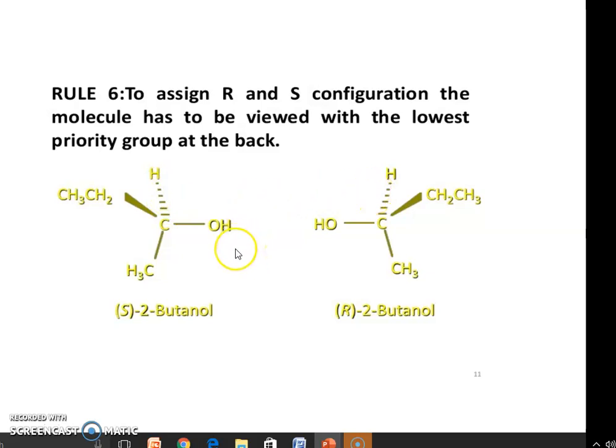What we have to do is, after taking this, this is S-2-butanol, and this is R-2-butanol. So why is it so? We'll discuss that.